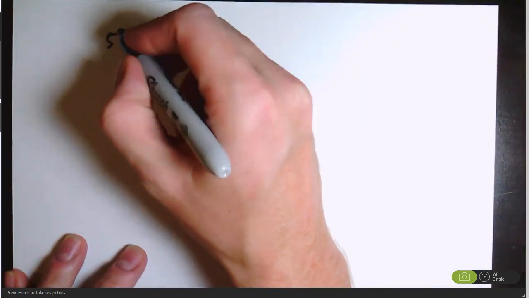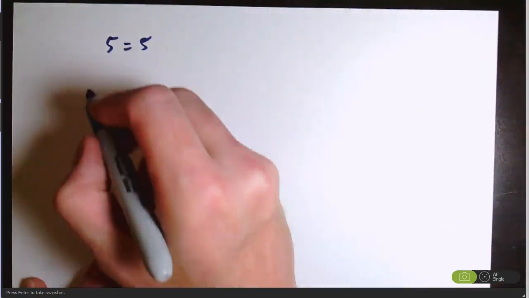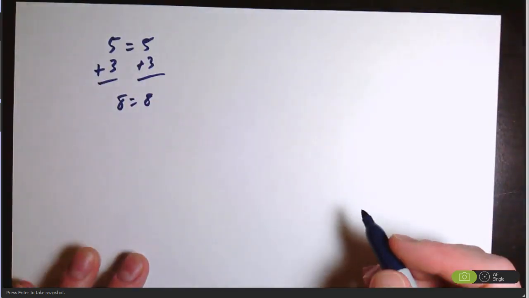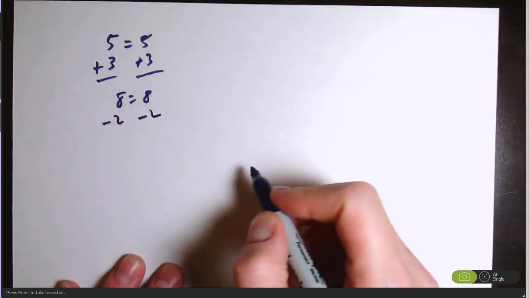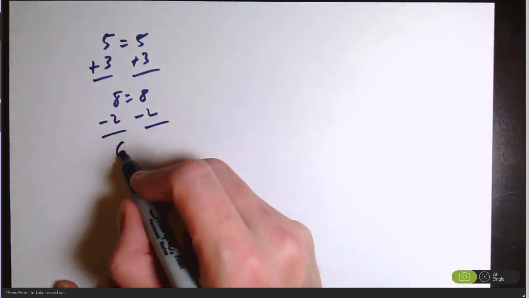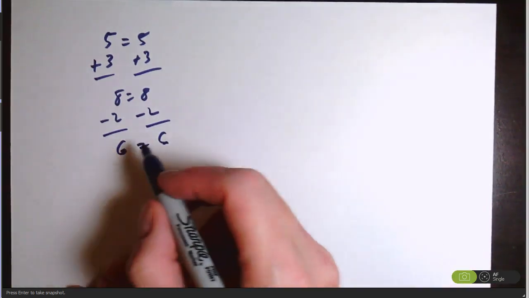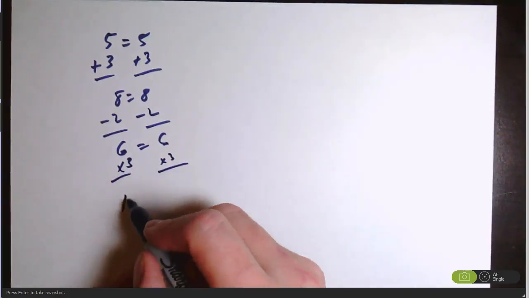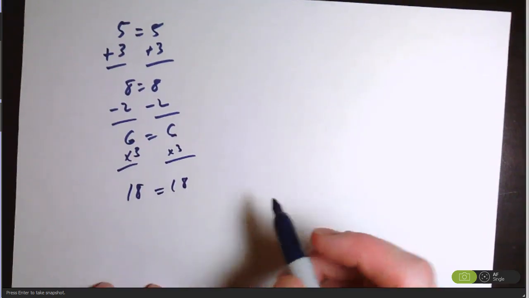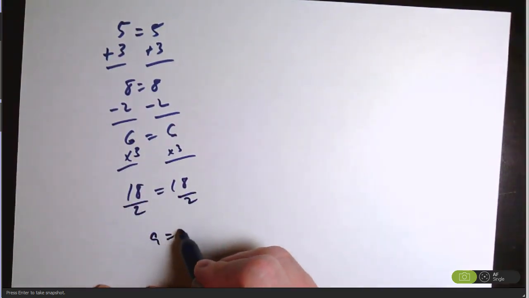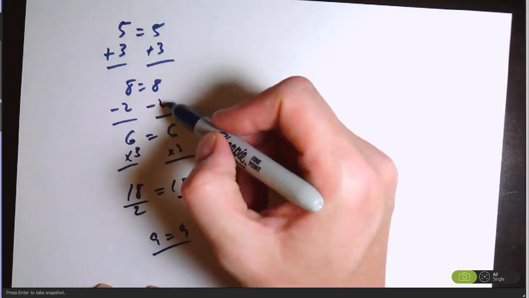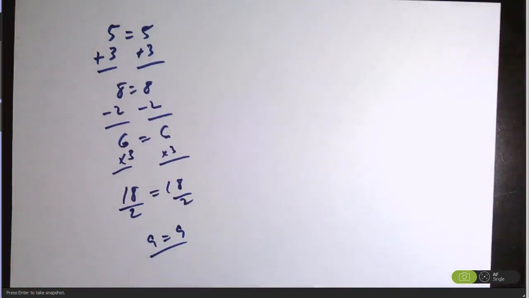So if I have 5 equals 5, and I add the same thing to both sides, 3 and 3, I get 8 equals 8. If I subtract the same thing from both sides, subtract 2 from both sides, I get 6 equals 6. If I multiply both sides by the same number, I get 18 equals 18. And if I divide them both by the same number, I get 9 equals 9. So each time, if I do the same operation to both sides, it ends up being the same thing on both sides. So that's what these first 4 properties are.